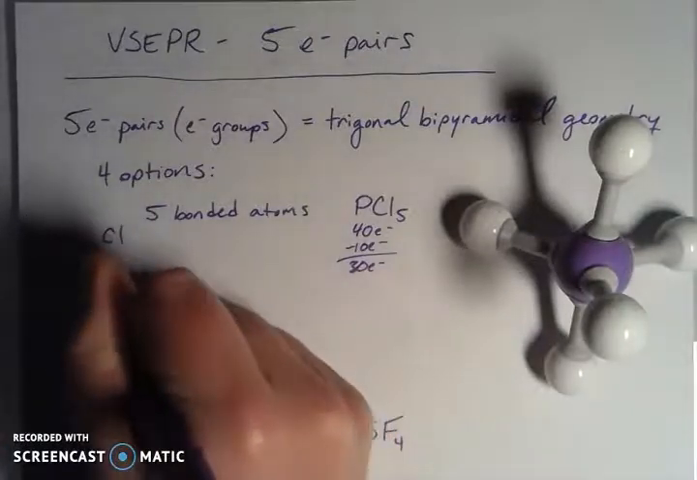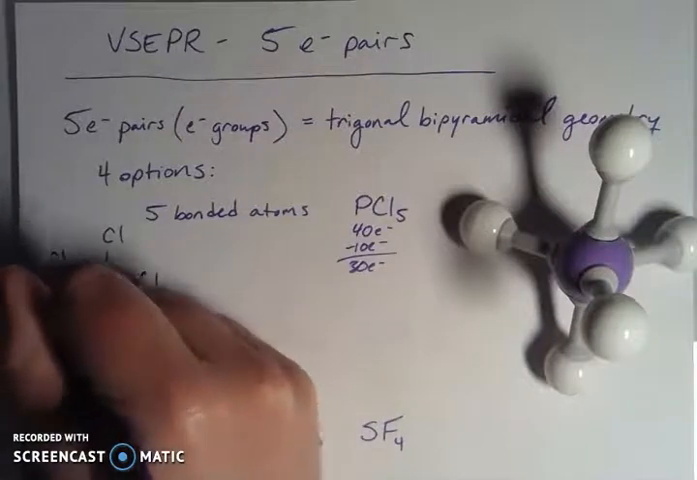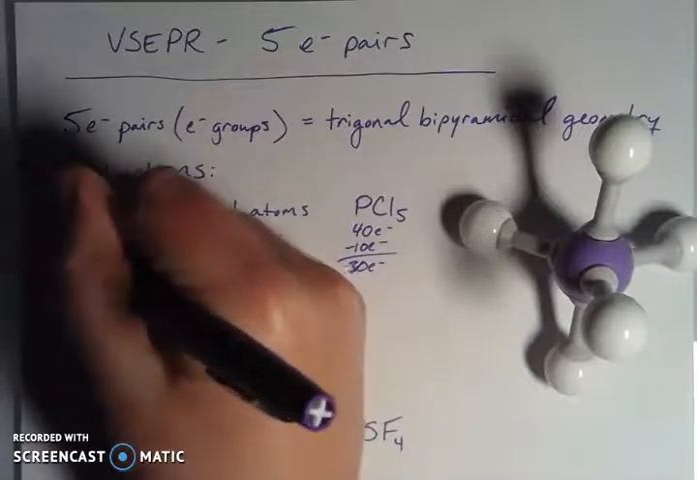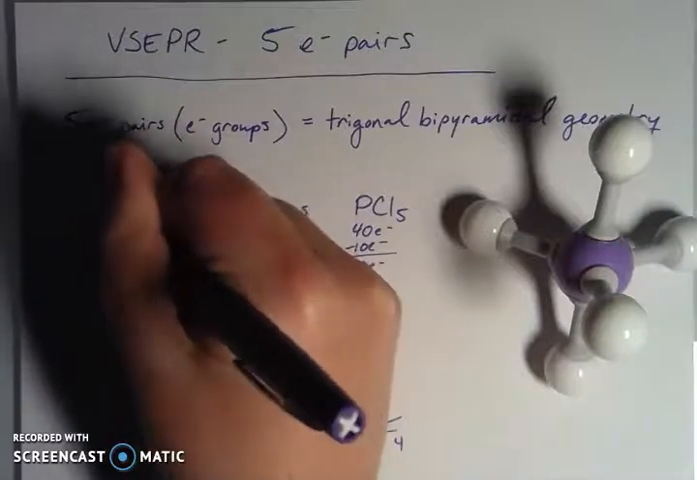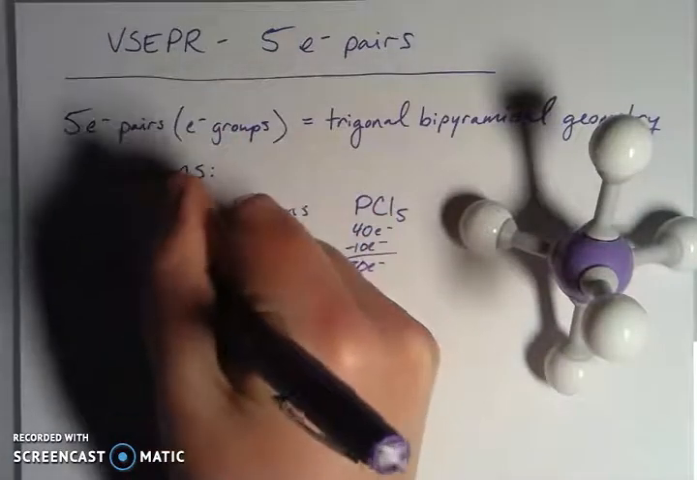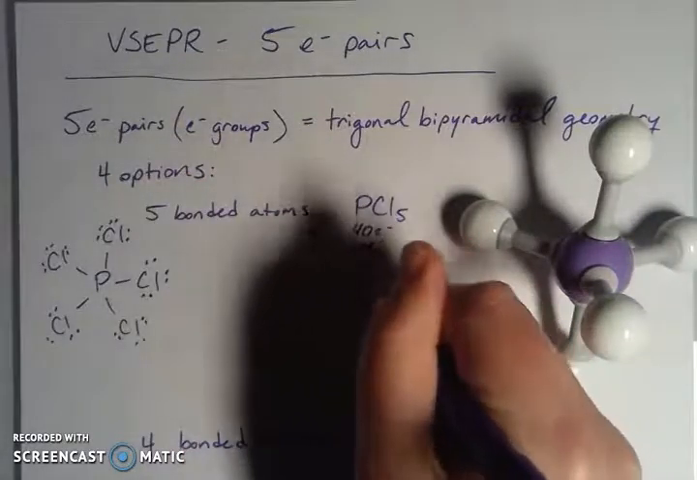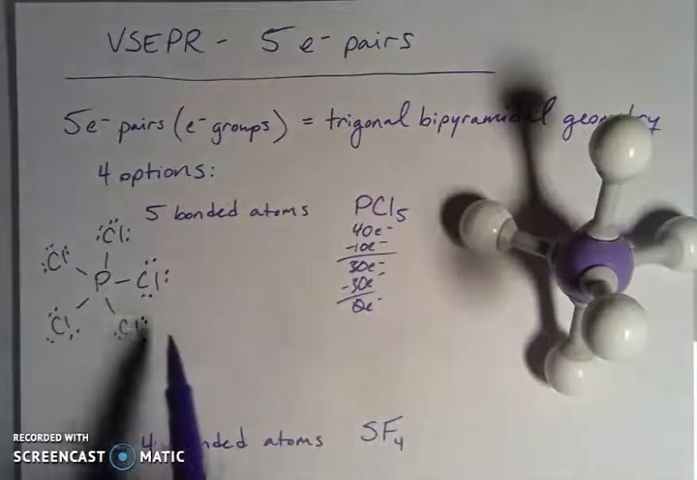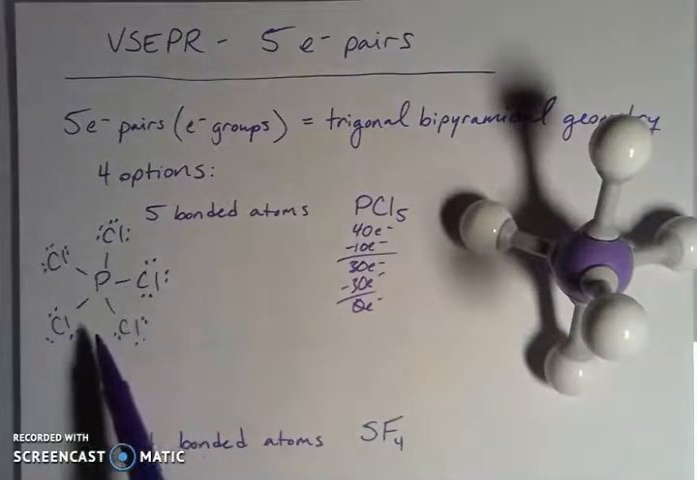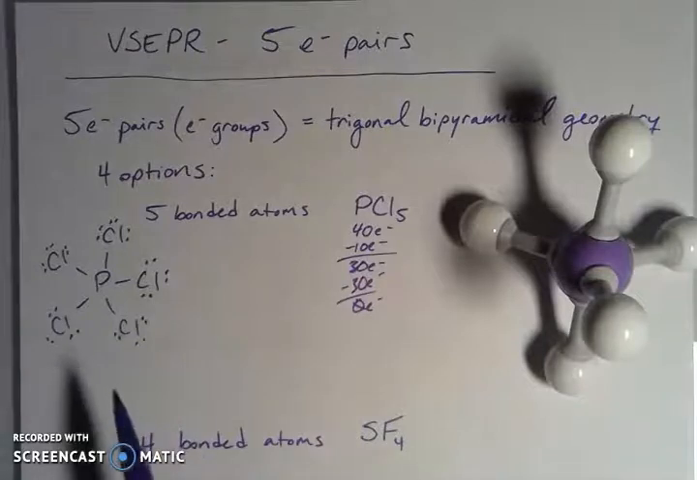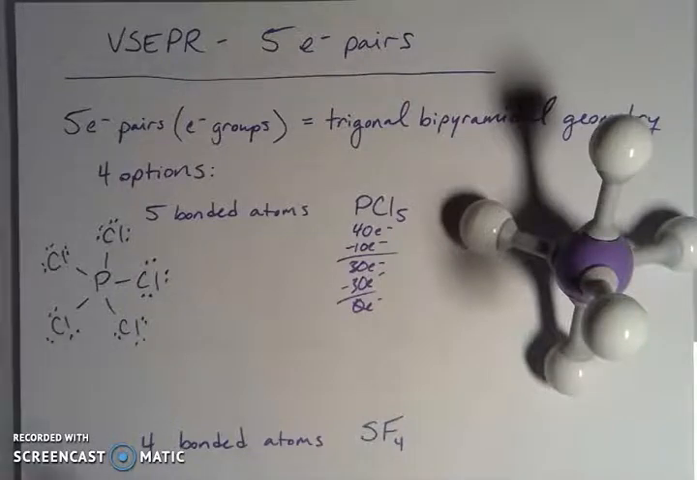So I have 2, 4, 6, 8, 10, 12, 14, 16, 18, 20, 22, 24, 26, 28, 30. So I've used up all 30 in filling the valences on my chlorine. So I don't have any left over. So my phosphorus is good, my chlorines are good. Now this is a valid structure even though it breaks the octet rule, because if I was to look at the formal charges on everyone, they're all happy. So there's no formal charges on this structure. Even though the phosphorus has 10 valence electrons, it's still a valid structure and it will exist.